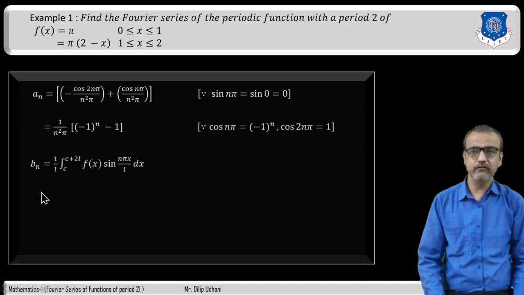Now similarly we have to find out Bn. So this is the formula of Bn, that is 1 over L integration from c to c plus 2L f of x sin n pi x by L dx.